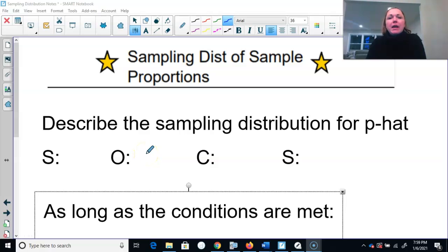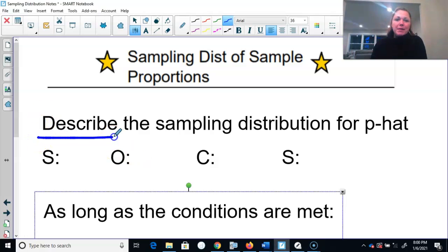All right, ladies and gentlemen, now what we're going to do is focus solely on the sampling distribution of p hat. So we're going to talk about proportions now. Whenever you are asked to describe the sampling distribution of any statistic, truly, it doesn't have to be p hat, it could be x bar, what you're looking for is describing a distribution.